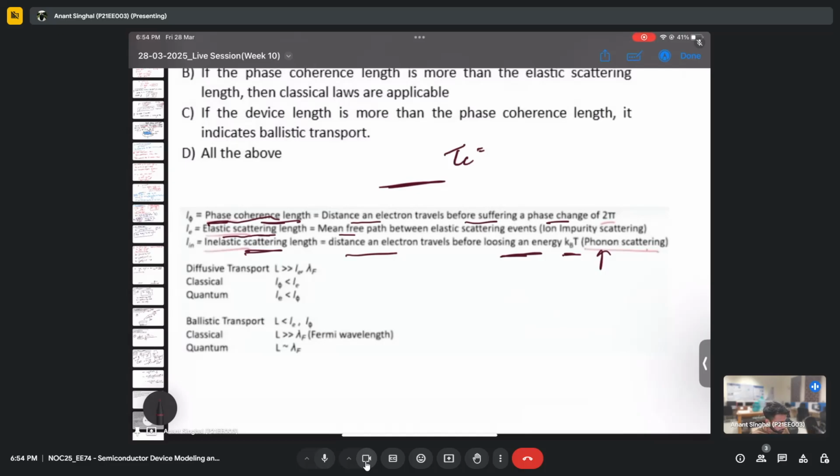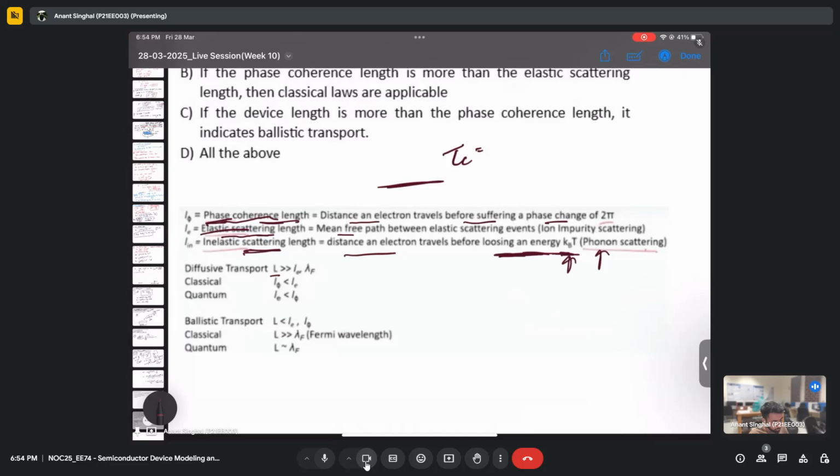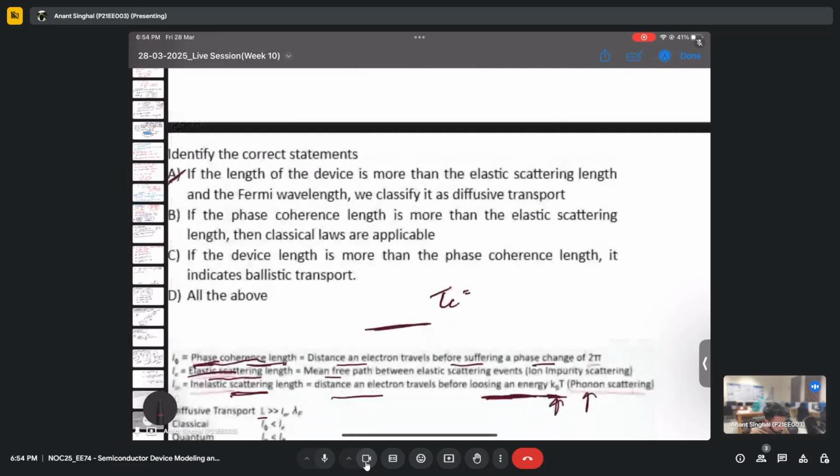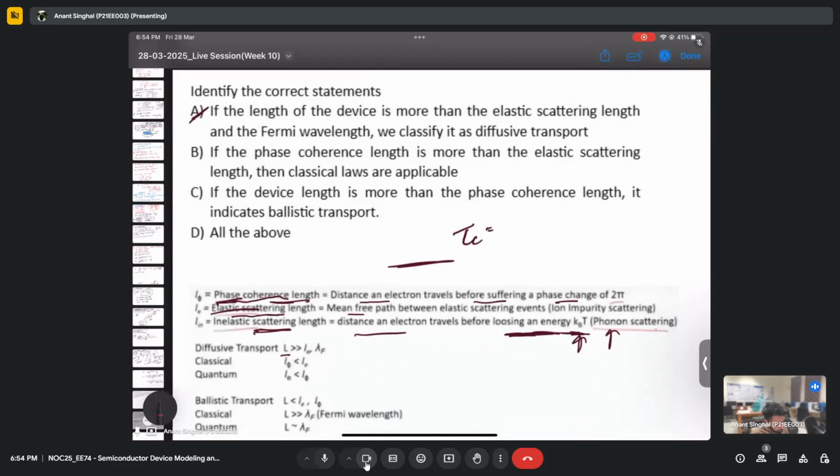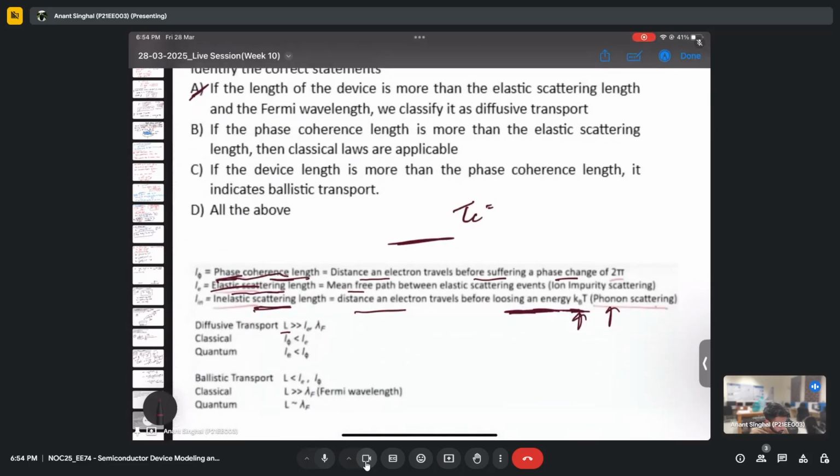Before losing energy equal to thermal voltage is the inelastic scattering length, and we have certain relations: if the length is greater than both the elastic and the phase coherence lengths, then we have diffusive transport, which was option A. That is why I said it is correct. Now option B says that if the phase coherence length is more than the elastic, then it is quantum transport, and what it says about classical is wrong.